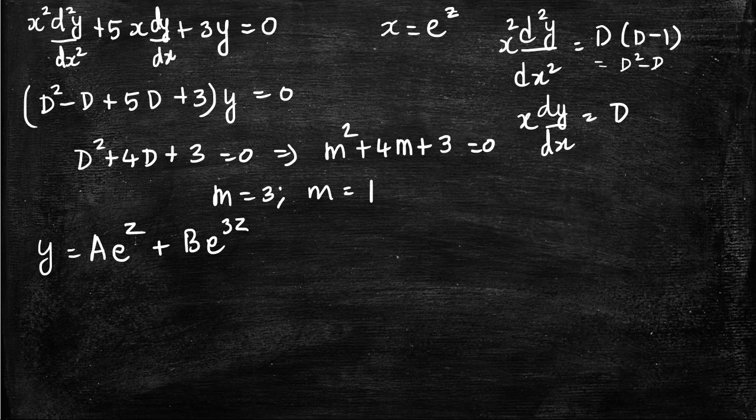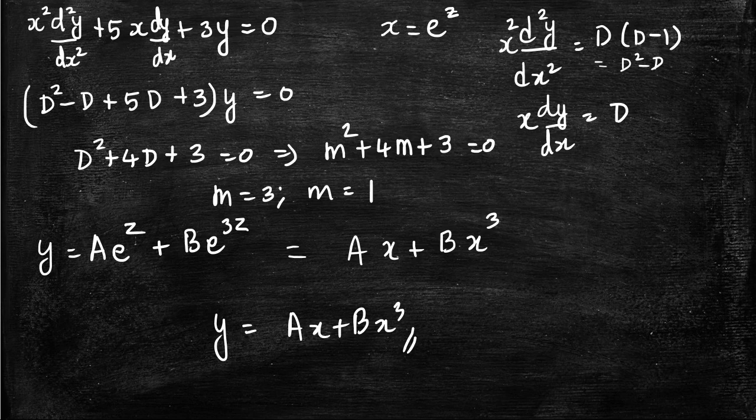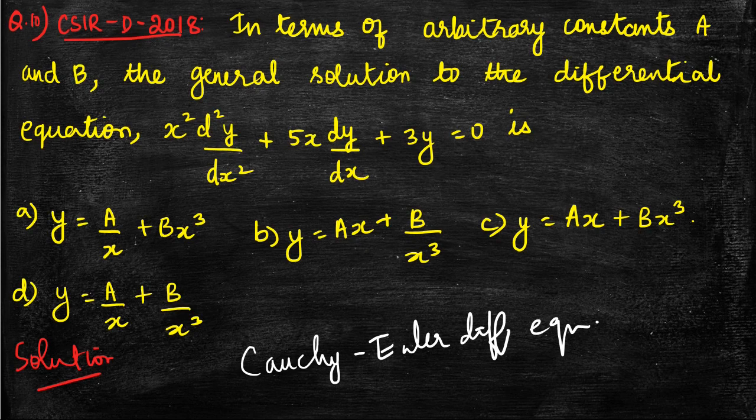Okay. So now I'm going to replace this e power z by x again. So I will get a x plus b x cube, right? So I can write the solution as ax plus b x cube. Let us see if there is any option that satisfies. Option C satisfies. So this is a very simple equation. You just have to identify if it belongs to the Cauchy-Euler differential equation or not.